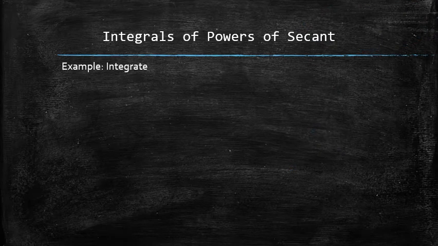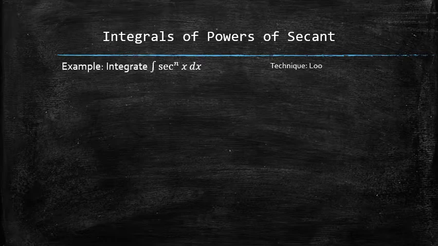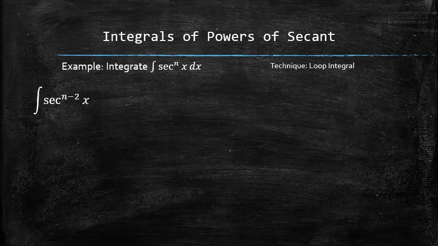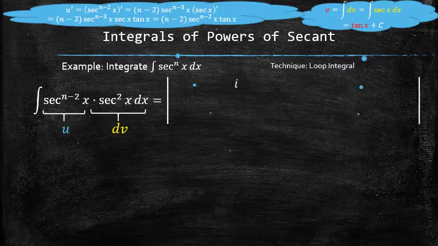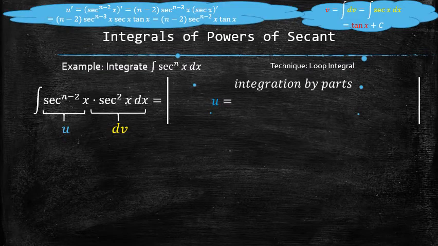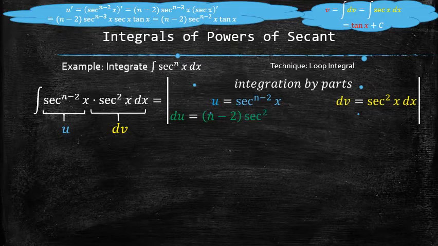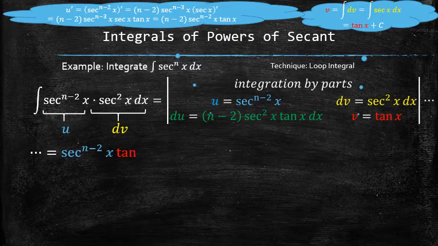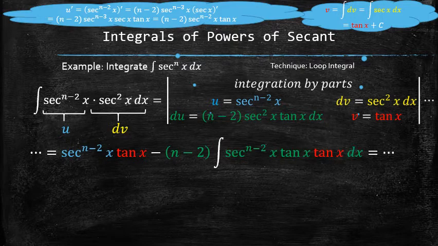Let's generalize this approach and let's find the integral of secant raised to the nth power using the same technique. We rewrite the integrand and choose u and dv and integrate by parts by differentiating u to find du and integrating dv to find v. We apply the formula and combine the like terms to produce a new integral.